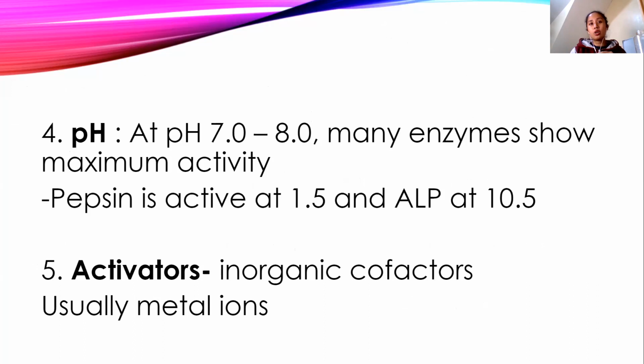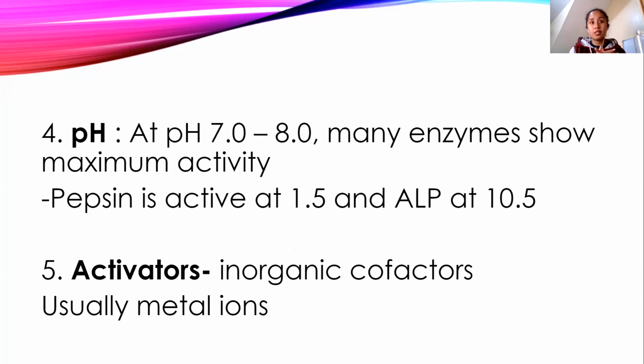Next class, we have pH. Class, most of your enzymes act at pH 7 to 8. That's their optimal pH level. But class, we have enzymes that are choosy with their optimal temperature and optimal pH.